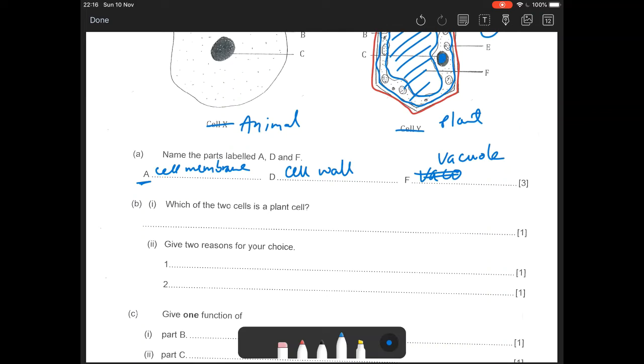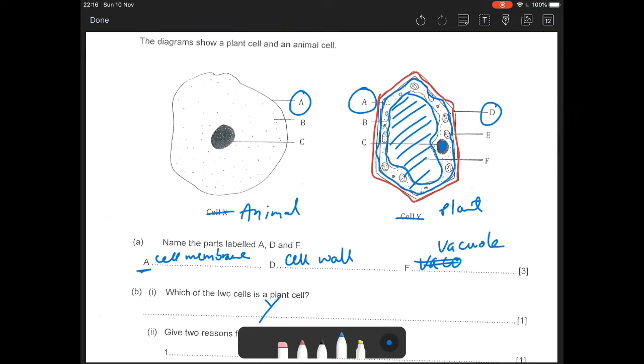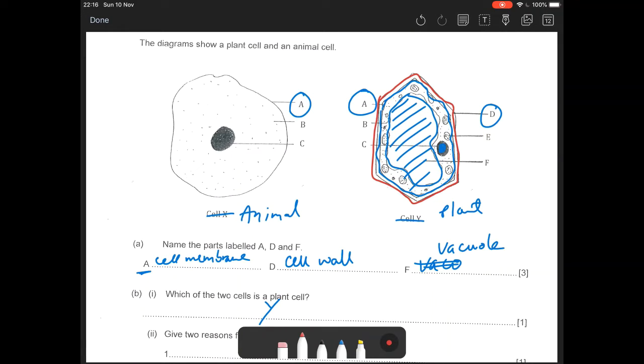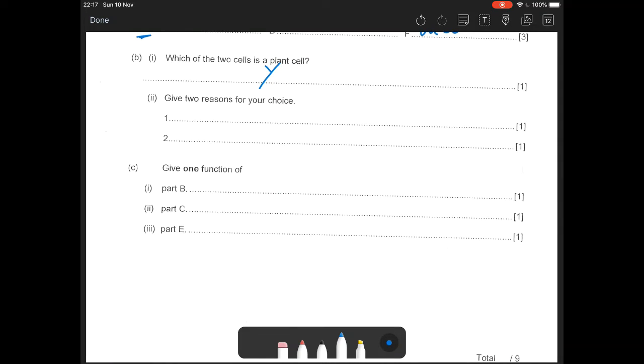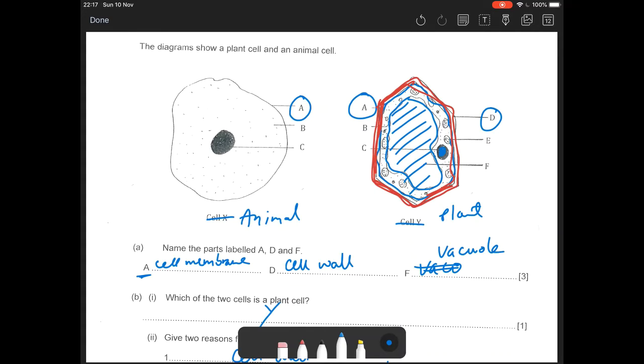Which of the two cells is a plant cell? Well, we've said this before, it's cell Y. We should recognise that from the uniform shape. We know that it's either an animal or plant cell. We know that Y must be the plant cell because, firstly, of that cell wall around the outside and the presence of that large permanent vacuole. So we put that in our answer down here. How do we know? It's got the cell wall and the large permanent vacuole. That's what we can see.